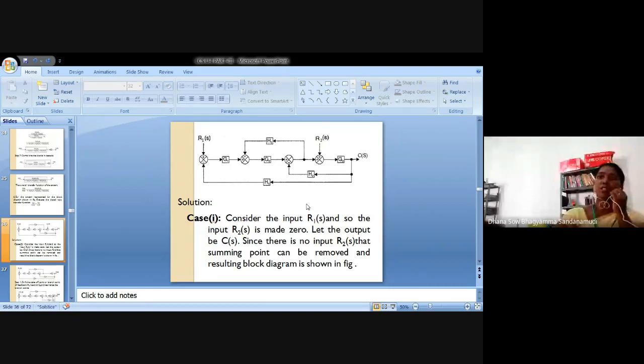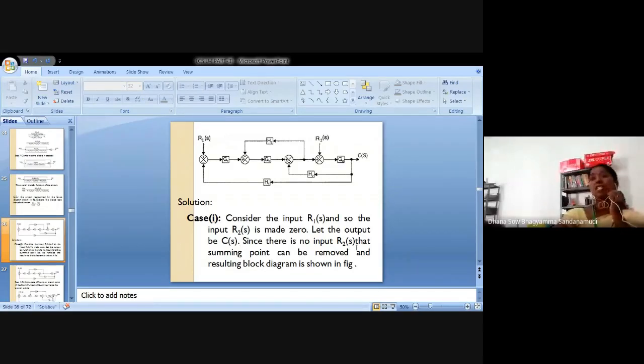So whenever two inputs are given and one output is there, we have to assume one of the inputs as 0. When I assume an input as 0, the summing point will be eliminated. Let us see case 1. In case 1, consider the input R1 of S, so that input R2 of S is made 0. Let the output be C of S.